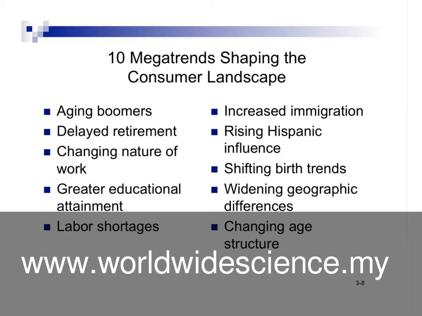Shifting birth trends. So now families are moving from having so many kids to one or two kids. Those are also some of the mega trends now. They are not just trendy anymore. Then widening geographic differences, and changing age structure. Age structure means people or companies have different types of age structure. There was a time that companies would have only one group of people with a certain age. Now they're opening up to different ages.